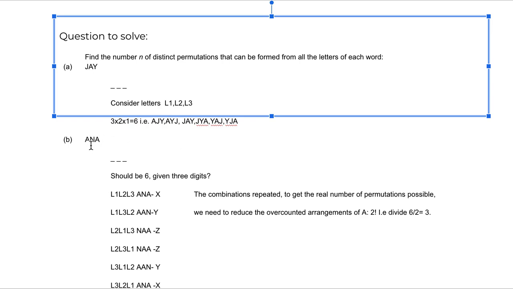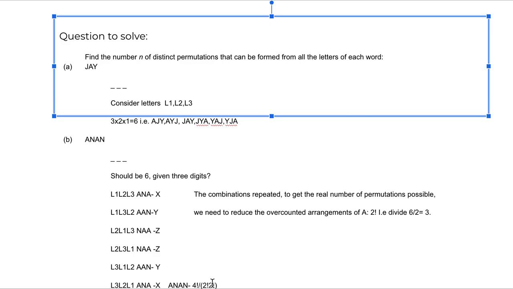The number of letters you're given divided by the number of times each letter would be repeated, right? So if it's A and A, then A is the only one that is being repeated. So it's going to be divided by 2 factorial. What if I said it was A N A N? Then it would have been 4 factorial by 2 factorial by 2 factorial. So let me just write it down here. A N A N would be 4 factorial divided by 2 factorial.